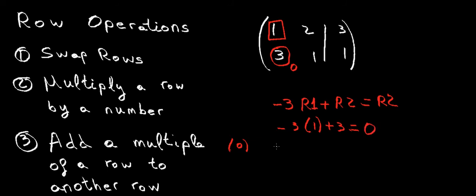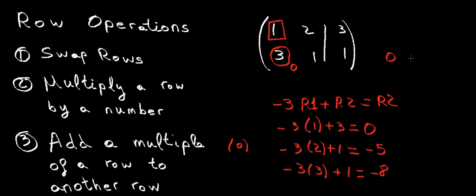Always check that it actually gives you 0. Then we're going to have minus 3 times 2 plus 1, we'll write it like that, that's going to be minus 5. Then minus 3 times 3 and plus 1, that's going to be our minus 8, and we replace these values in the new second row. So the new matrix is going to have 0, minus 5 and 8 in the second row, and we'll repeat 1, 2 and 3.